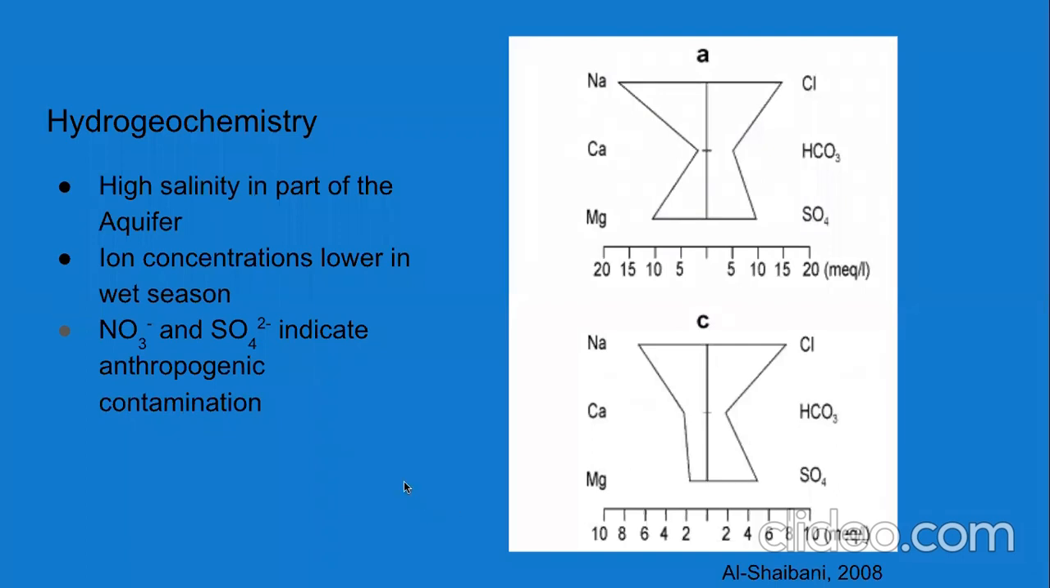There's a substantial amount of NO3 and SO4, which indicate there's some anthropogenic contamination going on, mainly from agricultural runoff.